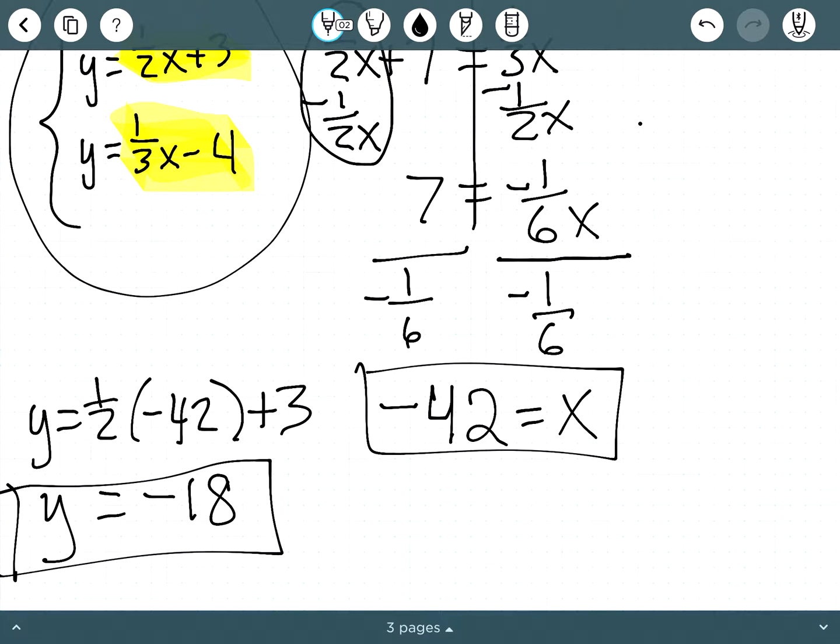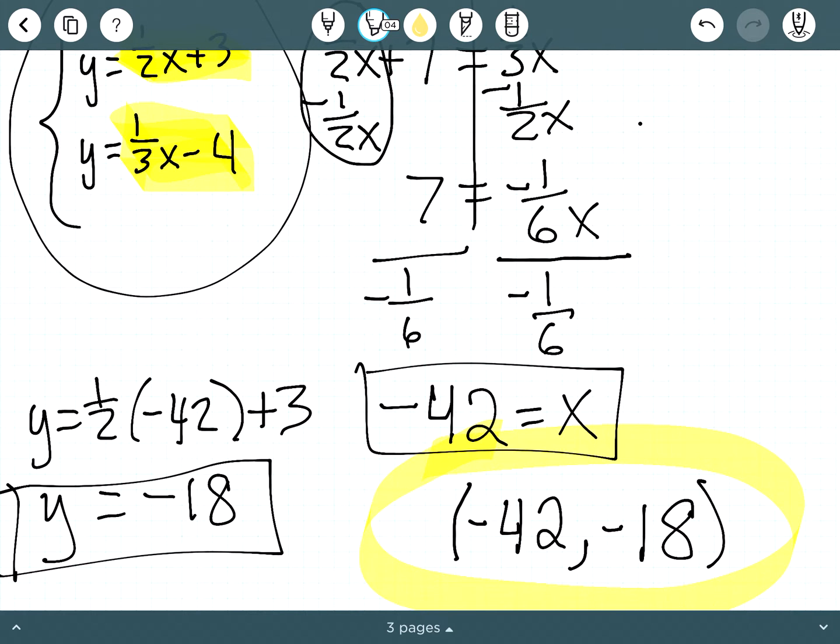Now again, anytime we have a system, we want to write the solution as an ordered pair. So I would have negative 42, comma, negative 18, and that would be my solution to the system. That is all for problem 8-139.